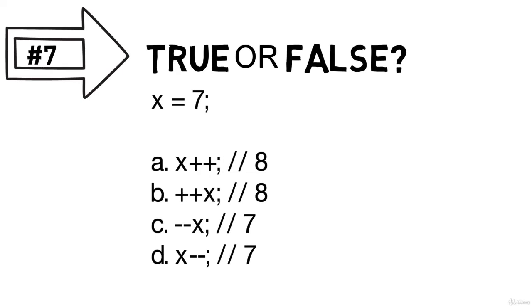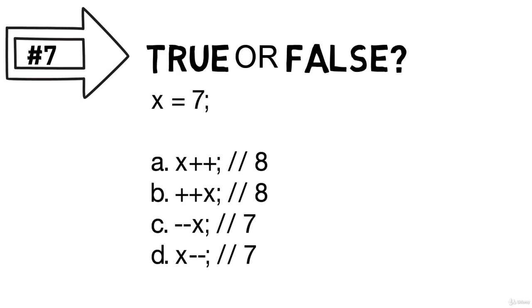Alright, the correct answers are B and D. A is incorrect because the increment operator is after the operand x, so x will return its original value of 7. However, the next time we look at x, it would increase to 8.